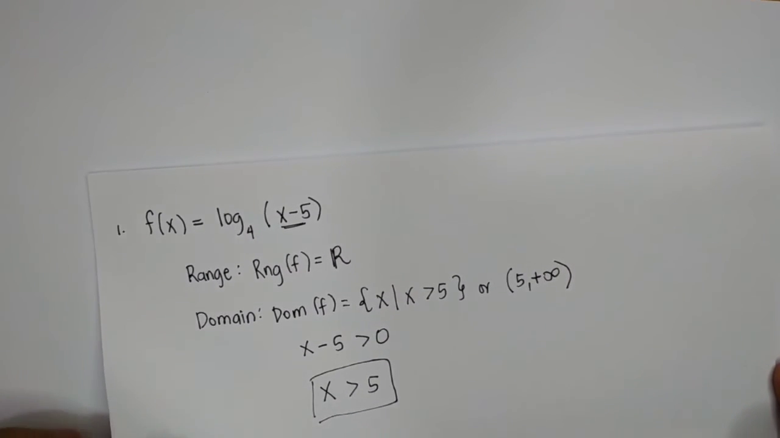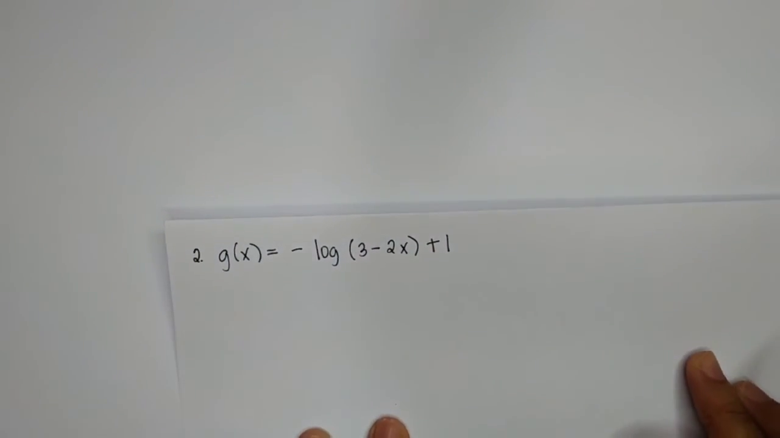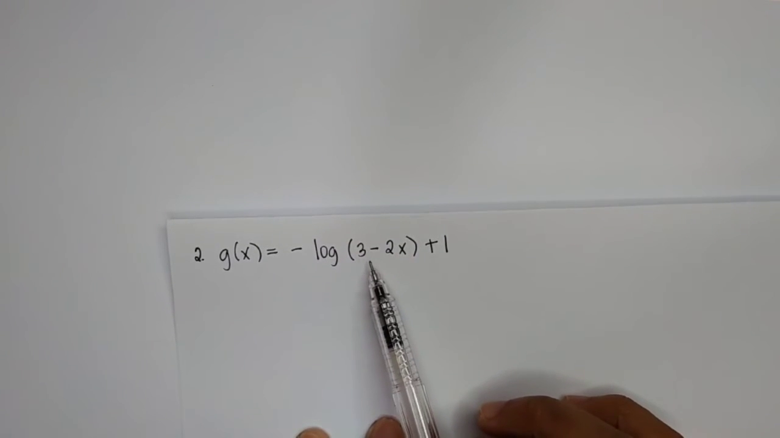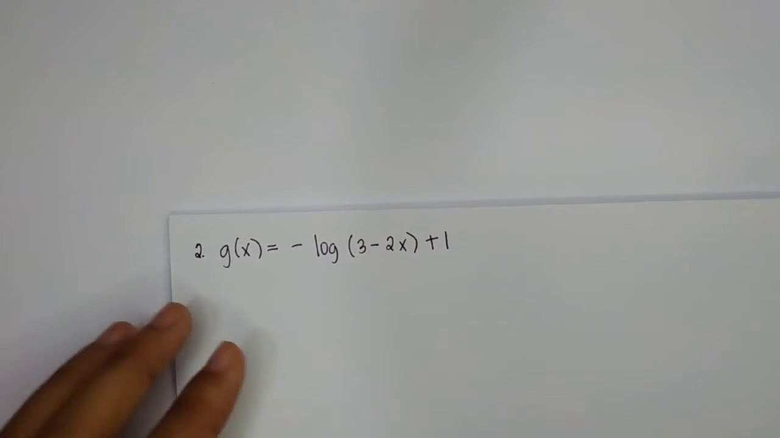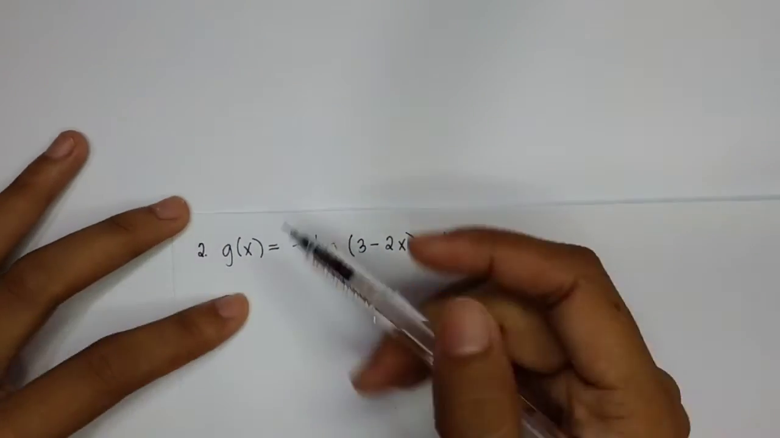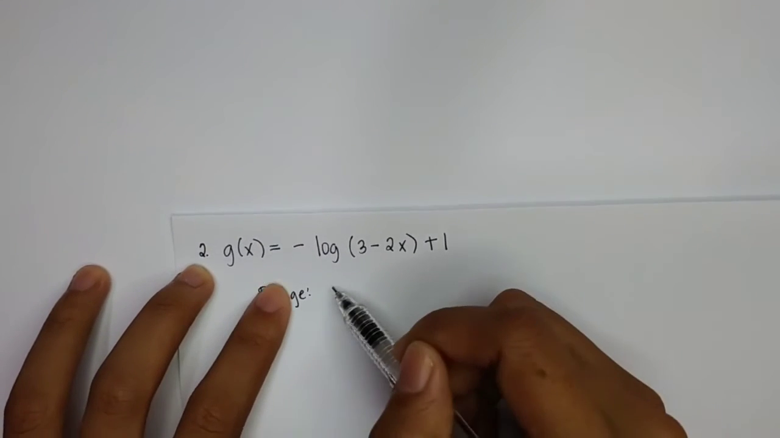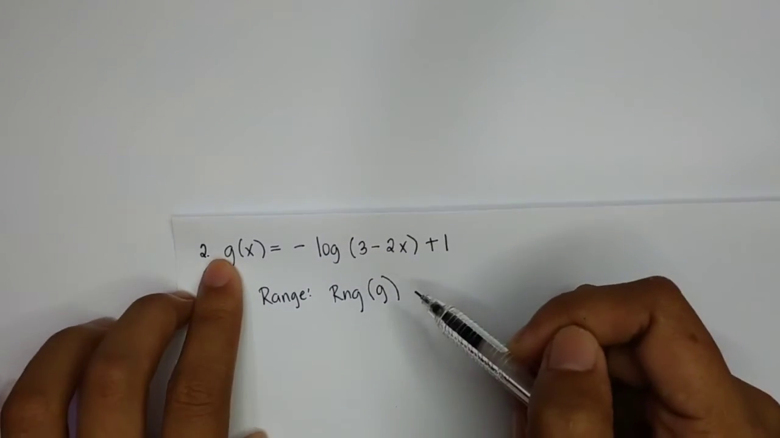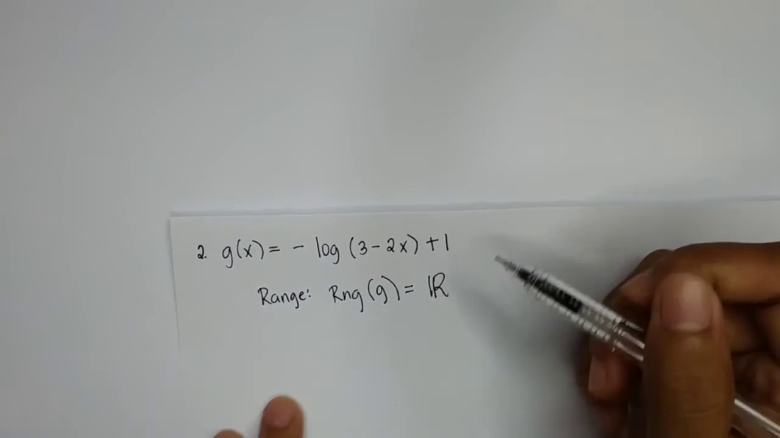Okay, let's have example number 2. We have here g of x is equal to negative log to the quantity of 3 minus 2x, plus 1. Again, we have here our range. Sulat natin yung range. Our range is the set of all real numbers. So, since g yung function natin, range ng ating g is the set of all real numbers.